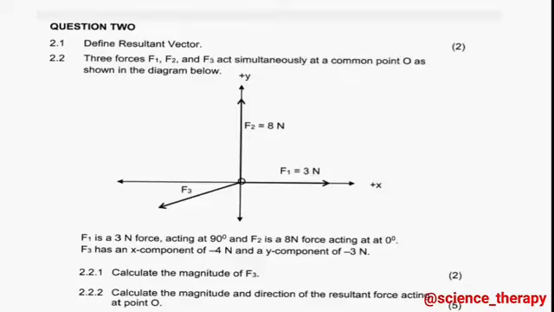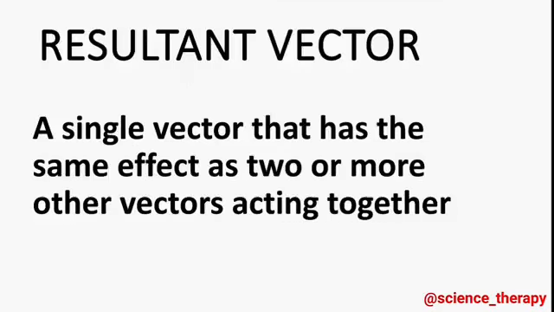It says 2.1, define resultant vector. Now, a resultant vector is a single vector that has the same effect as two or more other vectors acting together. Do not forget it.